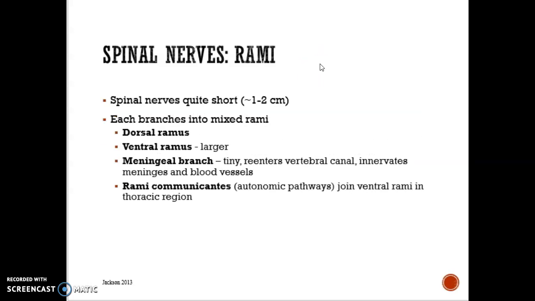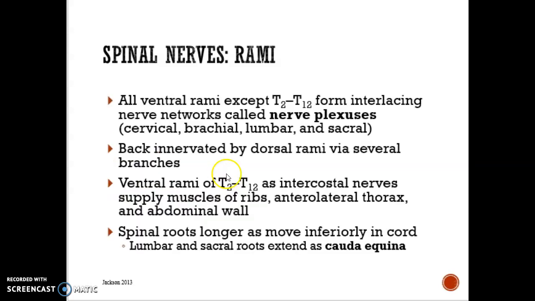There are rami, which are tiny little spinal nerve structures that move through also, and each branch is broken down into different ones. There's a dorsal and a ventral, of course, the anterior, the posterior, and then there's a meningeal, and then a communicans also, and you can see exactly what those are.